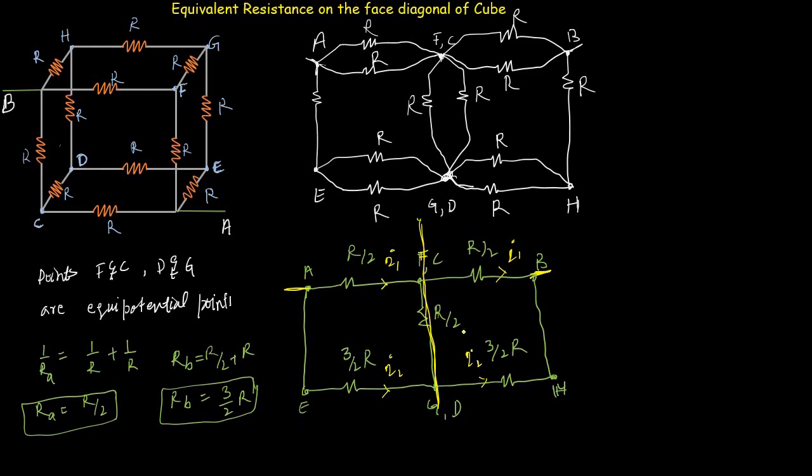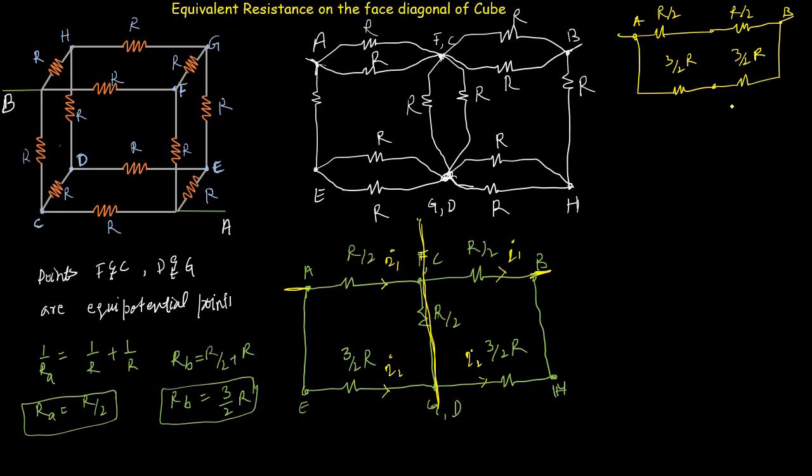So the simplified version of this network will be, let's say this is point A. So this one is this resistor R divided by 2, and this resistor R divided by 2, and this is the point B. And this resistor also 3 divided by 2 into R. And finally this resistor is connected to point B, which is 3 divided by 2 into R. So now if you look into this network, then you will see that these two resistors and these two resistors are connected in series.